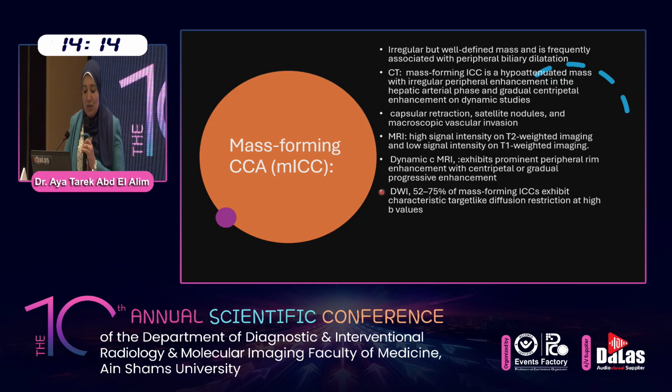As regards its histological pattern, it has fibrous tissue. So it's more hypodense in CT, with capsular retraction, stellate nodules, and microvascular invasion. In MRI, it has intermediate signal in T2 with cloudy appearance, and the most characteristic feature is peripheral contrast enhancement, which on dynamic imaging will fill in and give rise to a target-like appearance in diffusion image also.